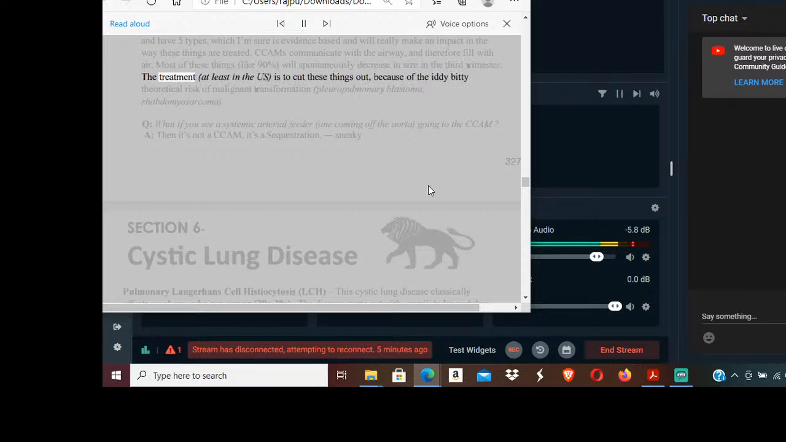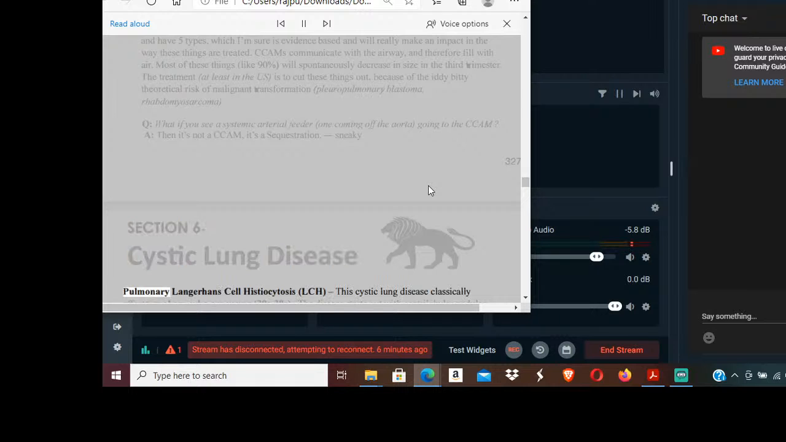The treatment, at least in the US, is to cut these things out, because of the itty-bitty theoretical risk of malignant transformation, pleuropulmonary rhabdomyosarcoma. Q. What if you see a systemic arterial feeder, one coming off the aorta, going to the CAM? Oh, then it's not a CAM, it's a sequestration. Sneaky.